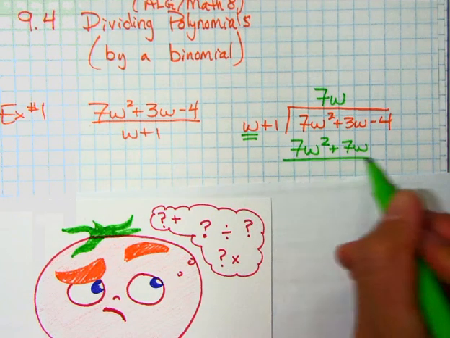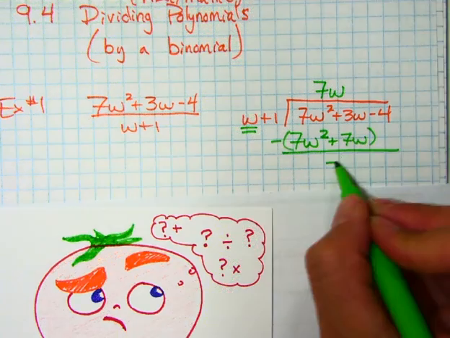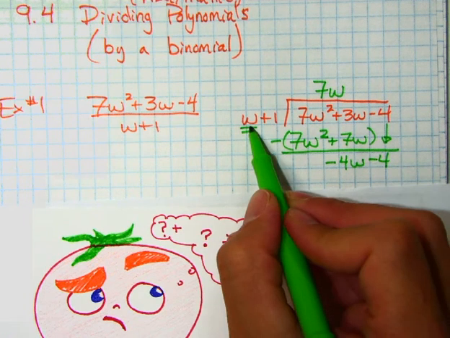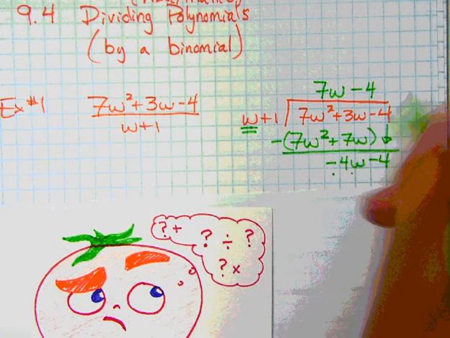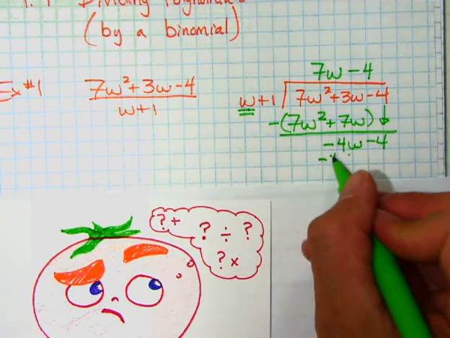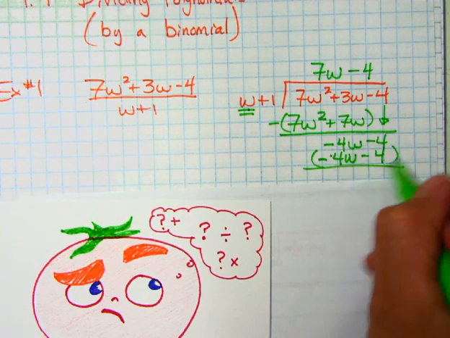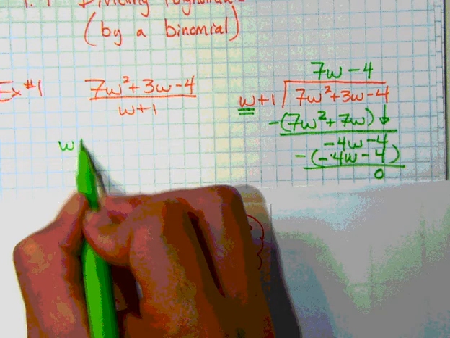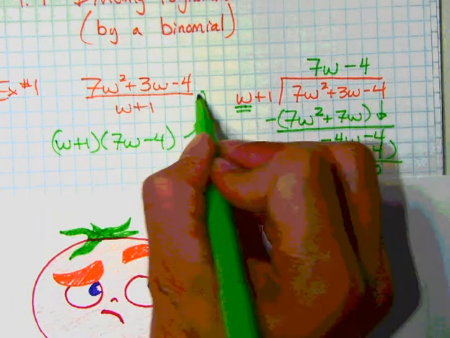All right, so now, just like I do in long division, I'm going to subtract these two terms. So this minus that goes away. This minus that is going to give me negative 4w. Then I bring down this negative 4 and I ask myself, w times what will give me negative 4w? And so I say, well, that would be negative 4. So negative 4 times w is negative 4w. Negative 4 times 1 is negative 4. And voila, when I subtract these two, I end up with 0 as my remainder. So this is telling me that w plus 1 times 7w minus 4 should give me this top trinomial.